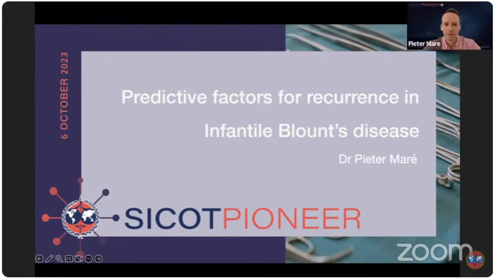Thank you very much, Sanjeev, and thank you also for the opportunity to share our experience. We see a large number of children with infantile Blount's disease in South Africa, and one of the common problems that we have is recurrence after corrective tibial osteotomy. This motivated us to investigate what exactly our recurrence rate was, and also to see if there were some factors that would help us to predict that recurrence.